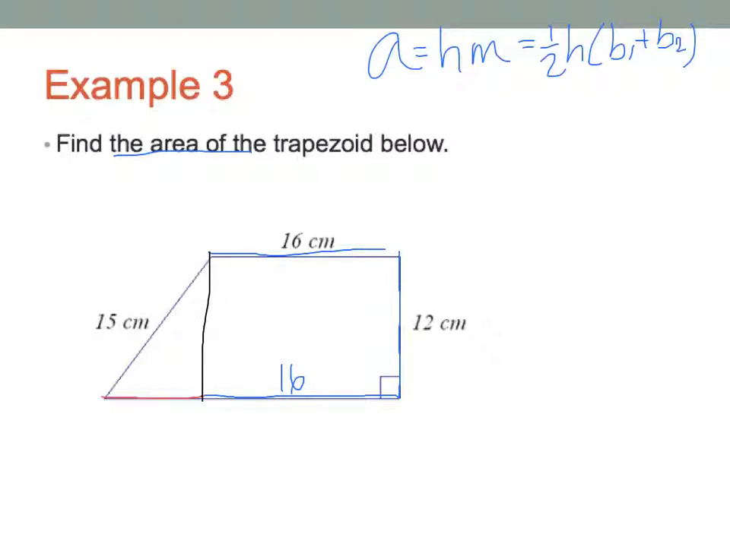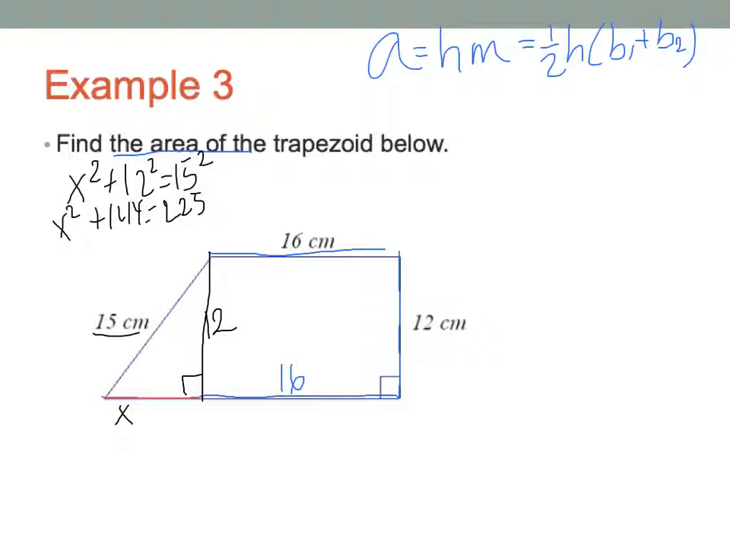Okay, let's try and figure this out. I have 16 and 16 and 12 and 12 for over here. I'm given that the hypotenuse is 15. So I'll call this x, and let's use the Pythagorean theorem. x squared plus 12 squared equals 15 squared. So let's solve that, and I'll get x squared plus 144 equals 225. Subtract 144 from both sides, and I have x squared equals 81, which leaves me with x equals 9. Okay, so plug it all in up here.